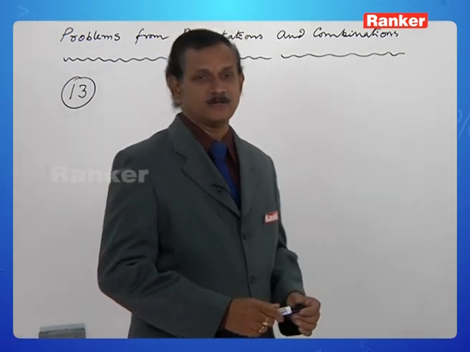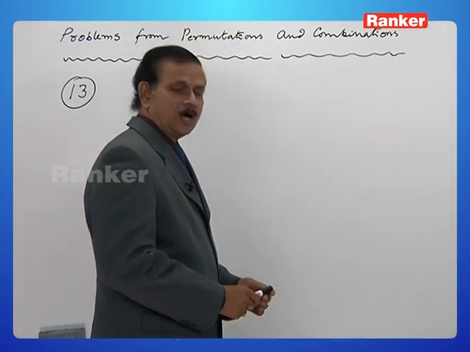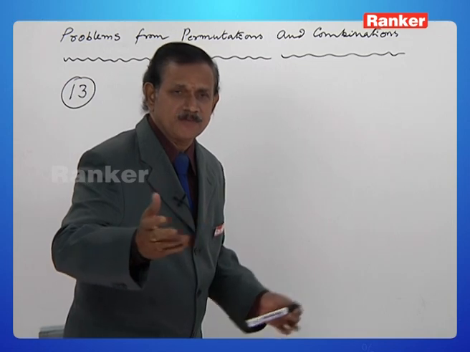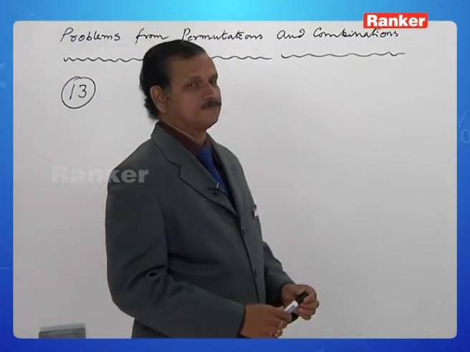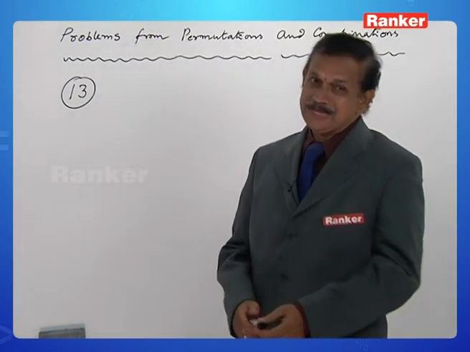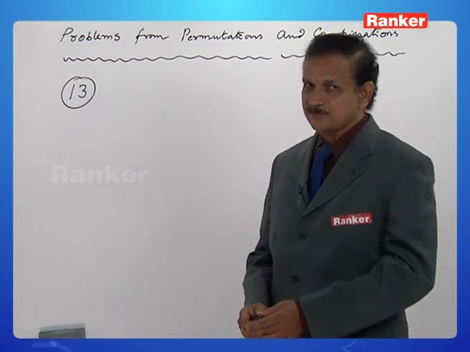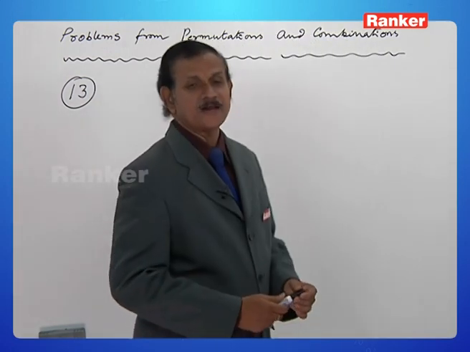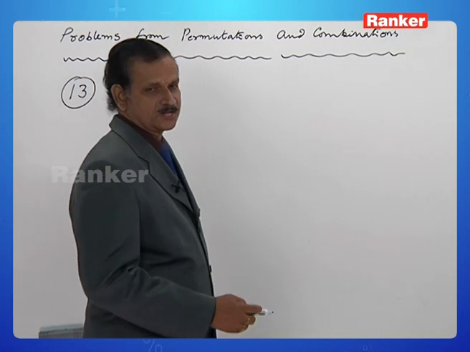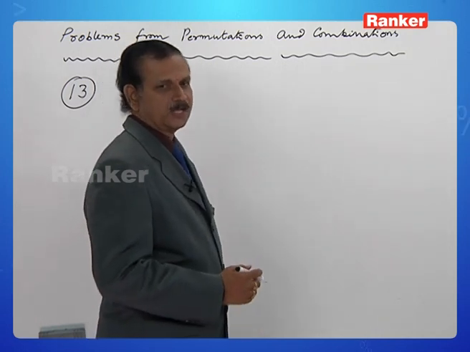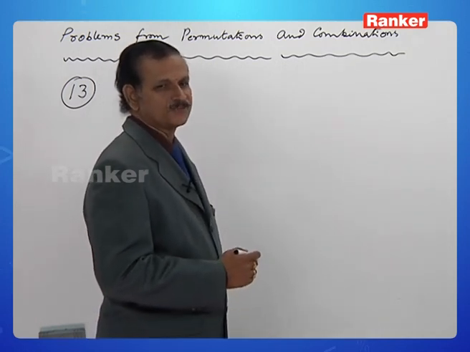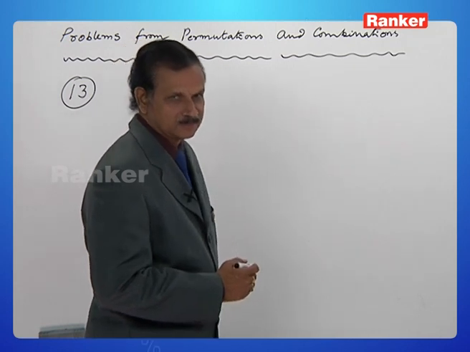Let us follow the question carefully. In total, how many questions are there in the question paper? 13 questions. Out of 13, how many questions does he have to answer? 10 questions out of 13. Is there any restriction? Yes, there is a restriction. What is that restriction? He is supposed to choose at least 4 from the first 5 questions.